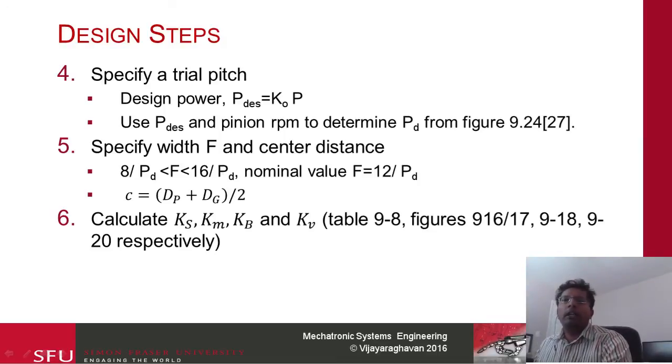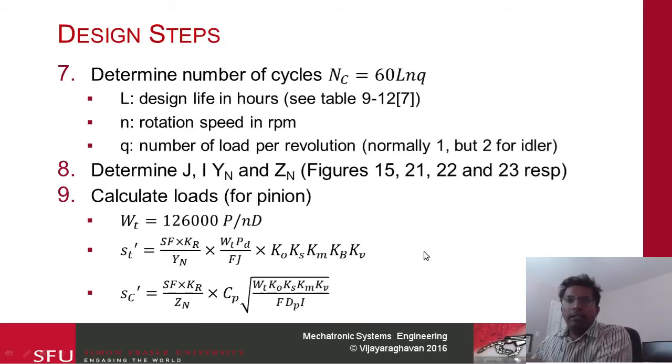After that, we're going to calculate the different K factors. For these, you would look at table 9.8 and then figures, this should be 9-16 and 9-17, and then this is 9-18 and so on respectively. So this is the next step.